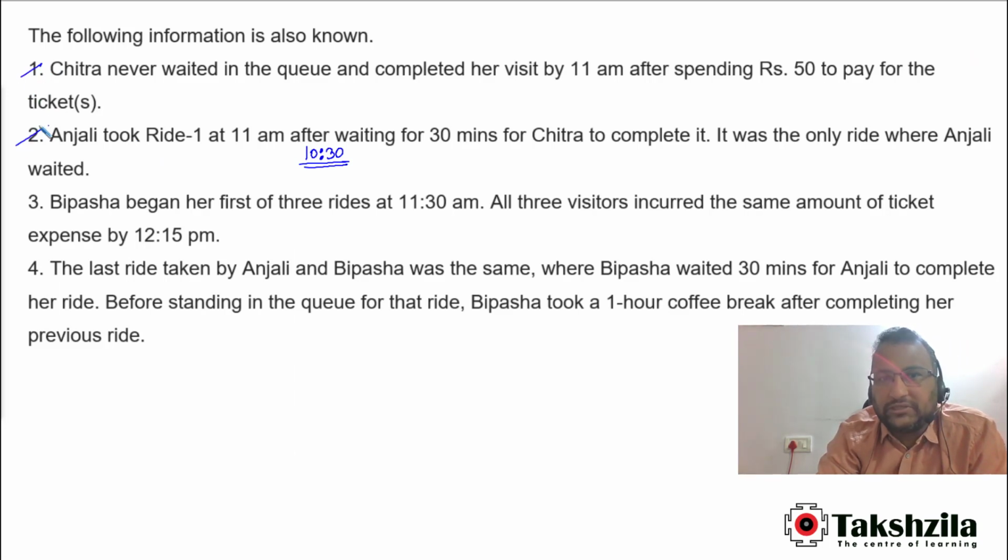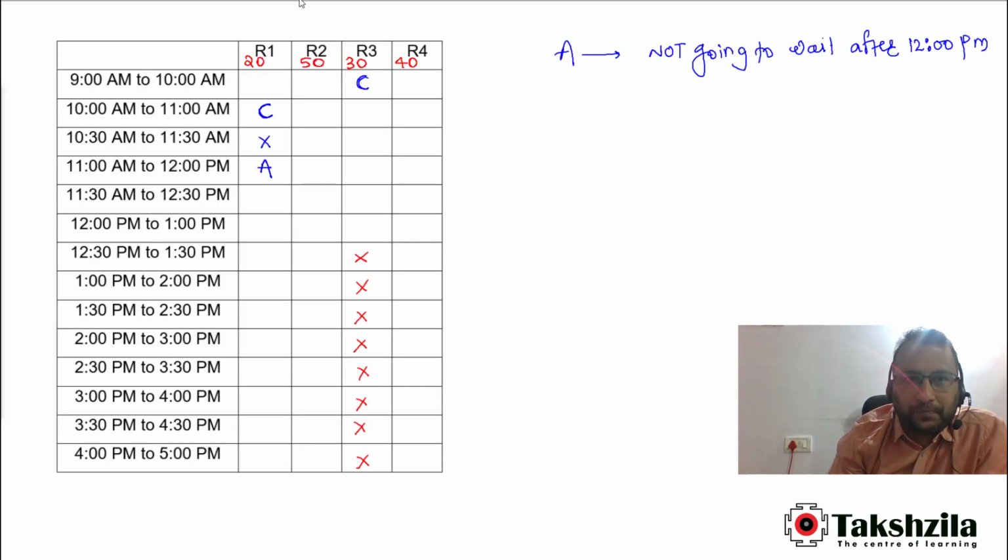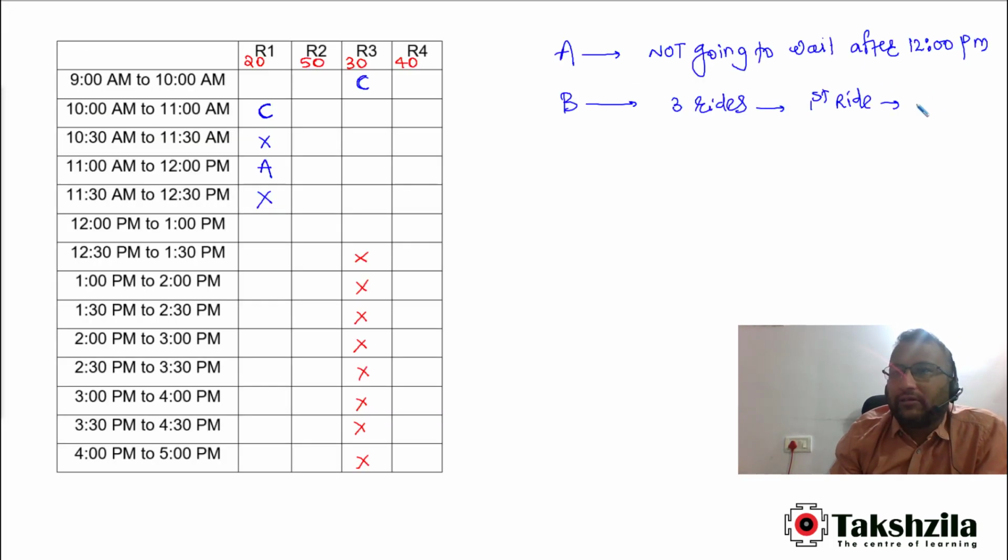Bipasha began her first of 3 rides at 11:30 am. So from this, what we can conclude is the total rides taken by Bipasha is 3, and the first ride starts at 11:30 am. So that 11:30 am ride cannot be ride 1. That has to be ride 2 or ride 3 or ride 4. So Bipasha, total 3 rides, and the first ride is going to start at 11:30 am. 11:30 to 12:30 is the first ride.